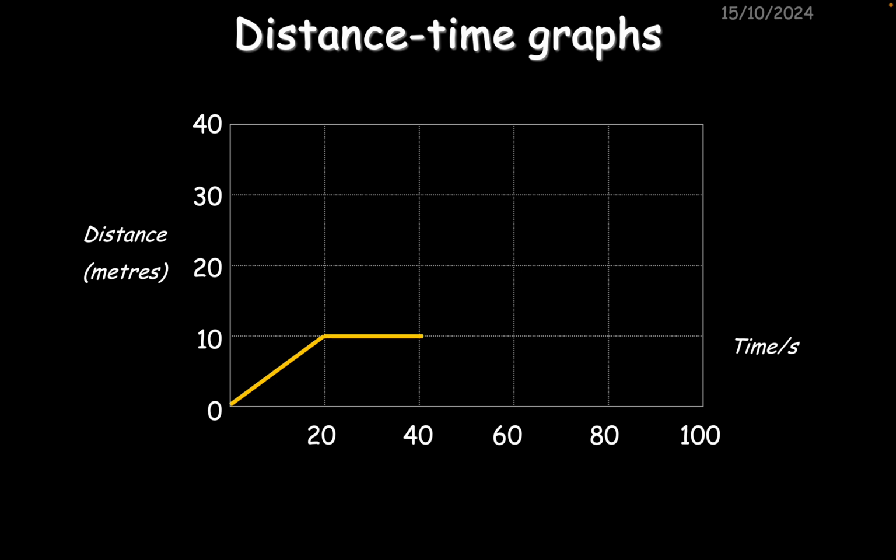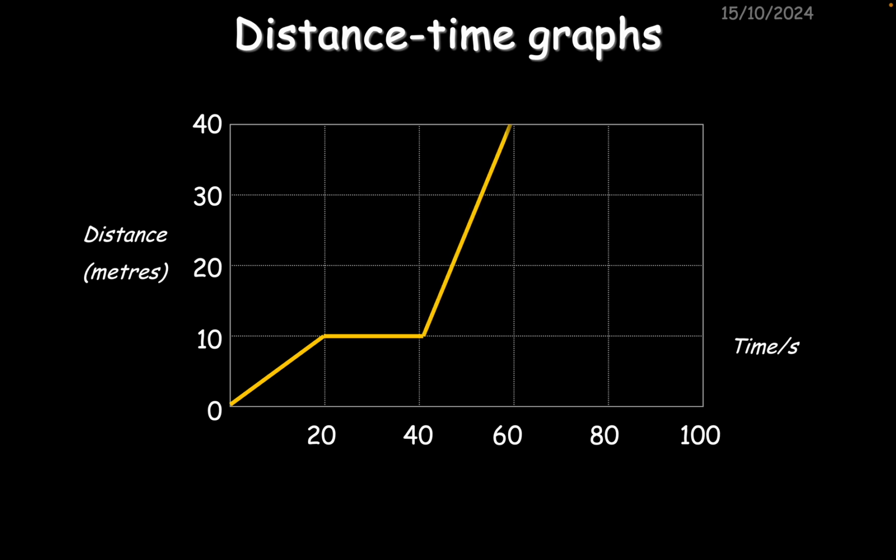If you then have a horizontal line on a distance time graph, that means your distance isn't changing. So what does it mean? It means you're stationary. So it could be that you're walking, you get to a red light for the pedestrians, and you have to wait for 20 seconds before the light changes so you can cross the road.